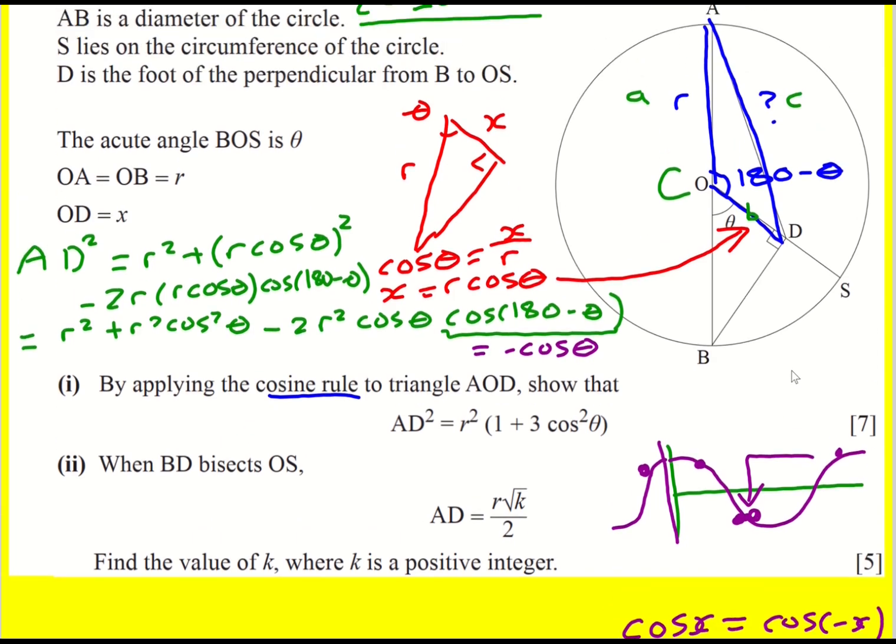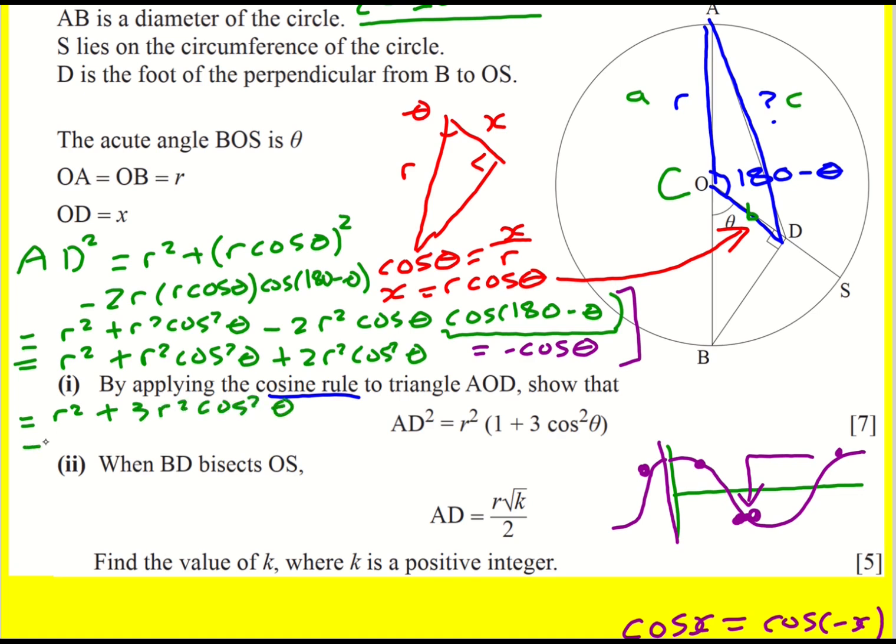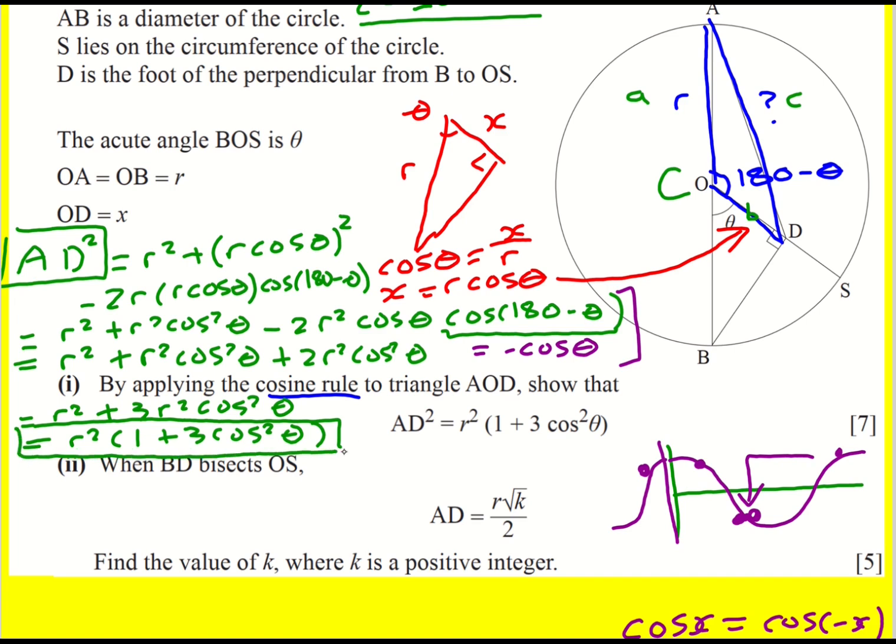In any case, this is something that you're going to need to figure out for this question, and we're very, very close now. So I'll get R squared plus R squared cos squared theta, and it will become plus 2R squared cos squared theta, which is R squared plus 3R squared cos squared theta. Finally, just factorize out that R squared, got the result required. Okay, quite a lot of effort and technical things needed for that question.